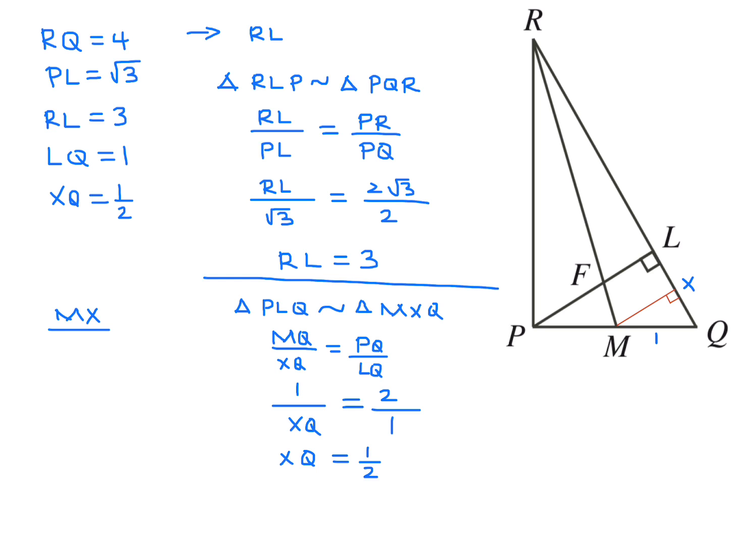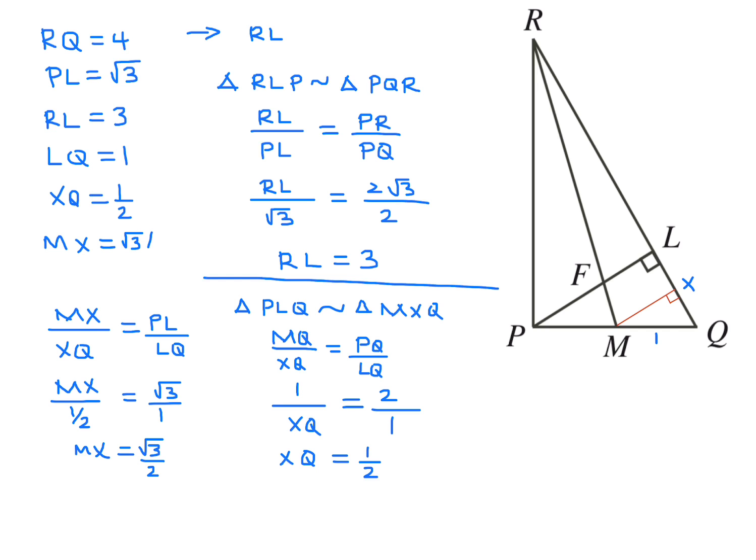MX over XQ is equal to PL over LQ. Same sort of similar triangles, ratios. So MX, XQ, we just got a half. PL is root 3. LQ is 1. So that means MX is equal to root 3 over 2. All right.